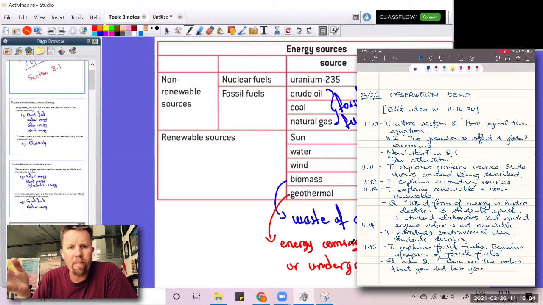It says non-renewable sources, again, here. These are from your book, by the way. Just know that the questions that students ask, the questions that teachers ask, the actual words that they say are very, very handy to note.